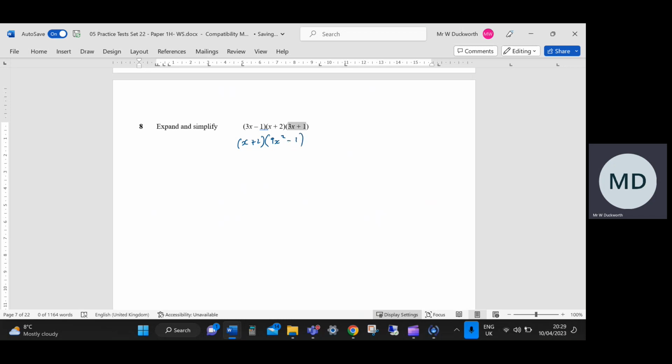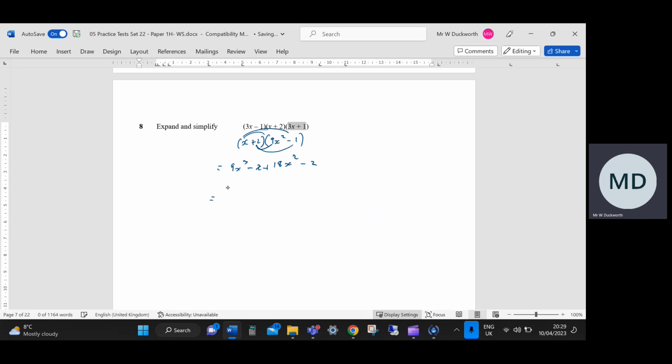And then we'd expand that like we would a normal double bracket. So x times by 9x is going to give me 9x cubed. X times by -1 is going to give me -x. 2 times by 9x is going to give me plus 18x squared. And then 2 times by -1 is going to give me -2.